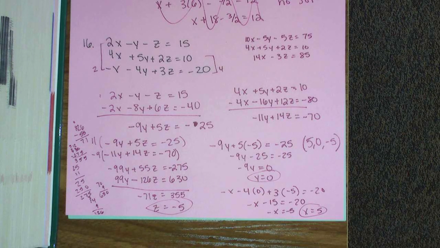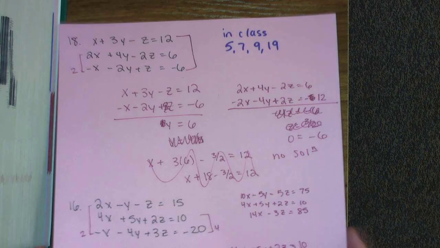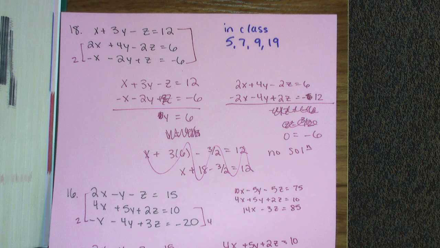So any questions about this? We're good? Feel okay to try a couple on our own? Then we can go over them, like I said, on Tuesday, and if we need to do any more with this stuff, we can. I'm giving you 5, 7, 9, and 19. 5 and 7 are the ones where it gives you the point, and you're just plugging it in to check and see if it's a solution. 9 and 19 are the two actual solving problems.